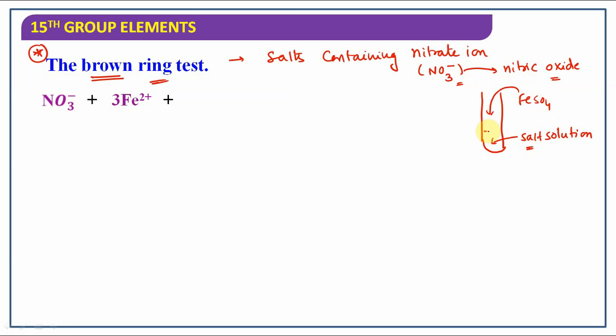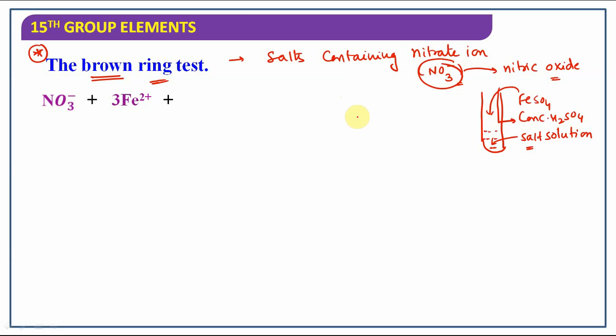Understood? And upon adding freshly prepared FeSO4 solution, along the walls of the test tube you have to add concentrated sulfuric acid. Then you will get a brown colored ring. A brown colored ring is obtained at the interface between the solution and sulfuric acid layers, which indicates the presence of which ion? Nitrate ion. A brown colored ring is obtained at the junction of two liquids.